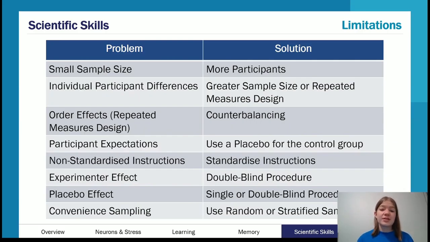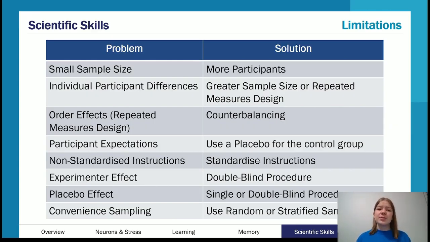If you use convenience sampling, try using a more representative method in order to address that in future, like random or stratified sampling. One thing I would say here is that it's not the end of the world if the experiment that you do has some of these problems. There's a reason why people use convenience sampling, because it's convenient and you have access to those participants, and it can be hard to recruit people.